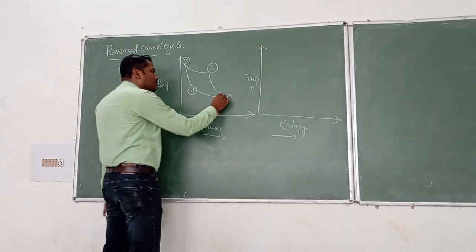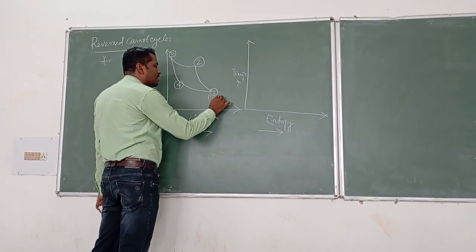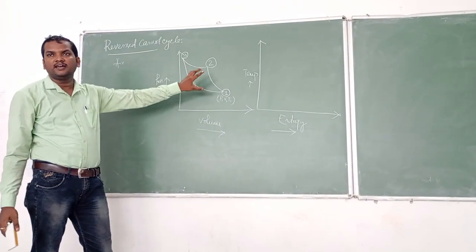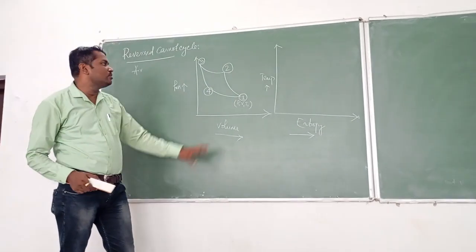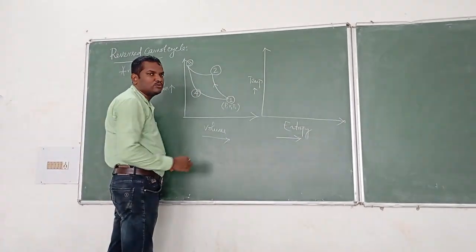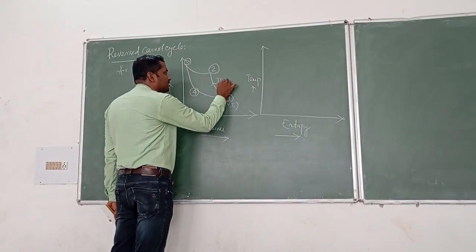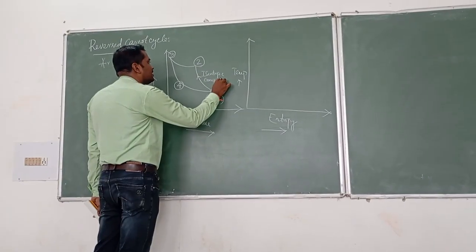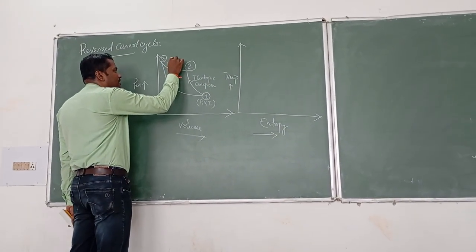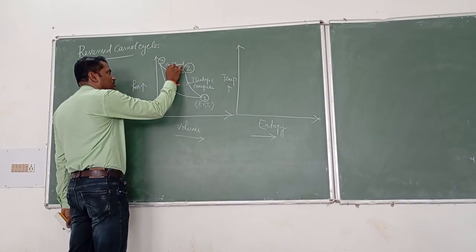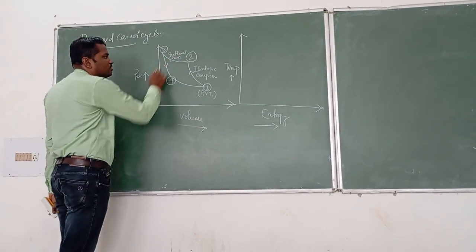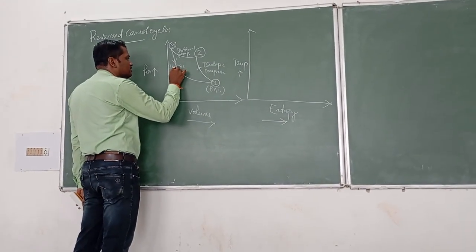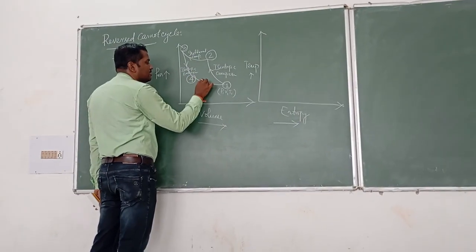In state 1, the conditions are P1, V1, T1, the pressure, volume, and temperature of the air. In this cycle there are 4 processes, and everywhere air is circulated. Who can say what is 1 to 2? 1 to 2 is isentropic compression. Then 2 to 3 is isothermal compression. Then isentropic expansion. Another one is isothermal expansion.